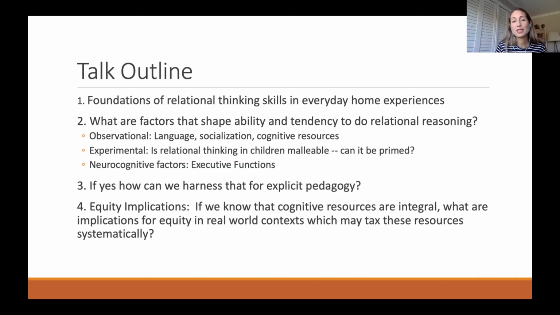We seem to show that relational thinking is malleable, can be primed, but there are some constraints, with executive functions being one in particular. And it seems like we can really harness this for explicit pedagogy if we're aware of these two kinds of constraints, and we can set up learning events that are most likely to be successful and to build knowledge. And we can do so with an eye to equity, right? Really thinking hard about how we make sure that students are all able to notice and benefit from instruction that's being provided, and to build to the maximum capacity.